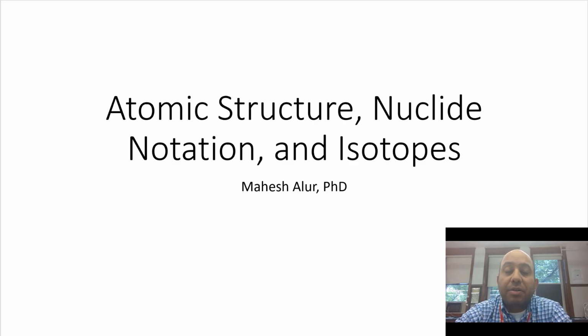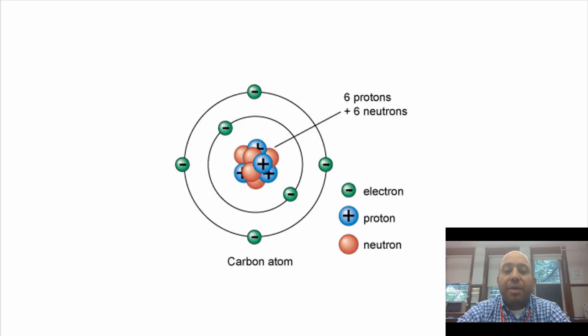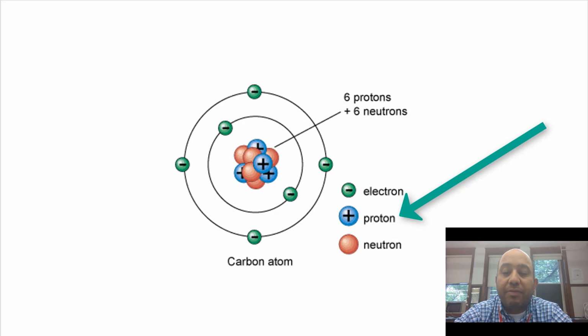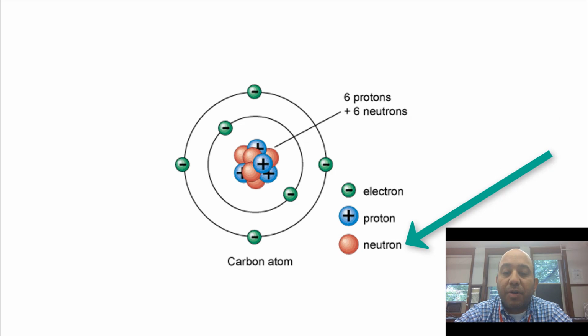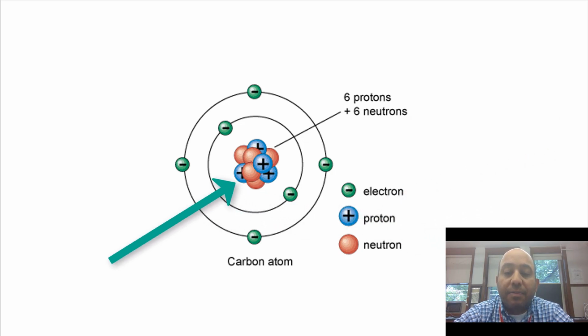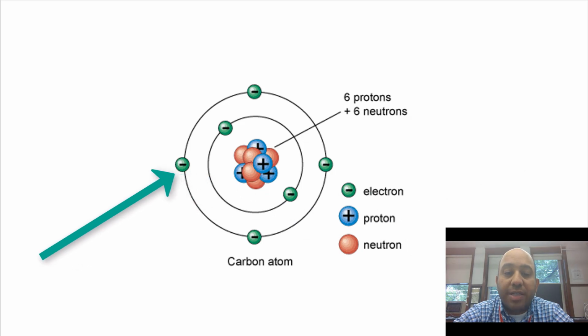Talk about atomic structure, nuclide notation, and isotopes. So the first thing you think about when you think of an atom is maybe a picture like this, right? Where you have the protons, which are positive, the electrons, which are negative, and the neutrons, which have no charge, right? And the protons and the neutrons are in the center, and the electrons are in these orbits outside.